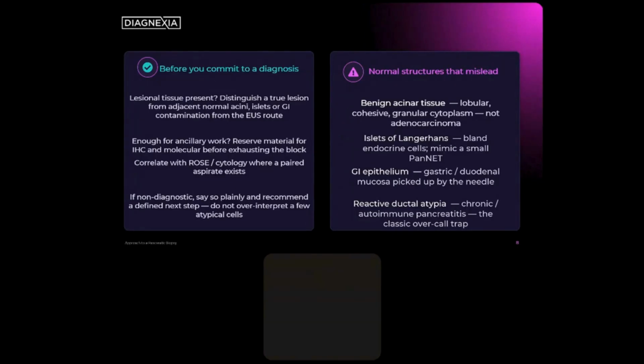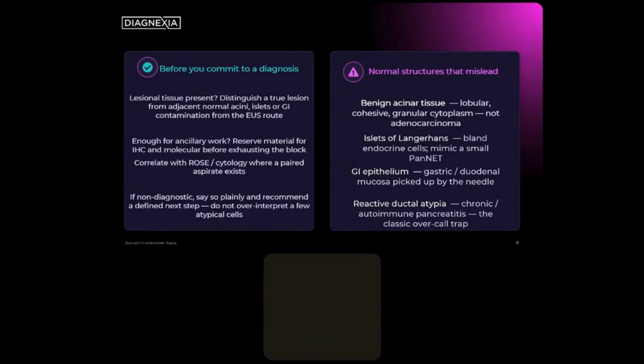Then just remember, is there enough tissue for ancillary work? Remember, if you are dealing with cell blocks or even limited core biopsies, try and preserve material for ancillary testing. So don't order unnecessary immuno or deeper levels, because ancillary tests may be the definitive test that will bail you out on that particular case. Again, where you have paired aspirates, correlate with the rapid on-site results and what you see cytologically. And as I said, that will be discussed in July in more depth.